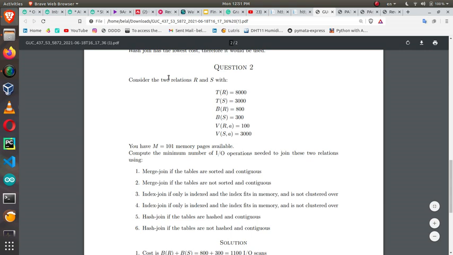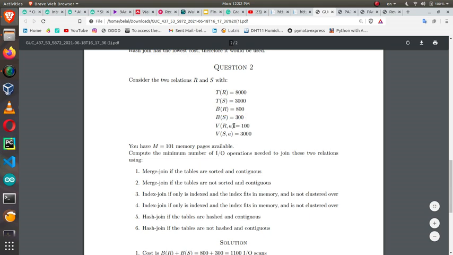Given the following statistics, we have two relations R and S. T of R equals 8,000, T of S equals 3,000. That is the number of tuples for relation R and the number of tuples for relation S. The number of blocks of relation R is 800. The number of blocks of relation S is 300.